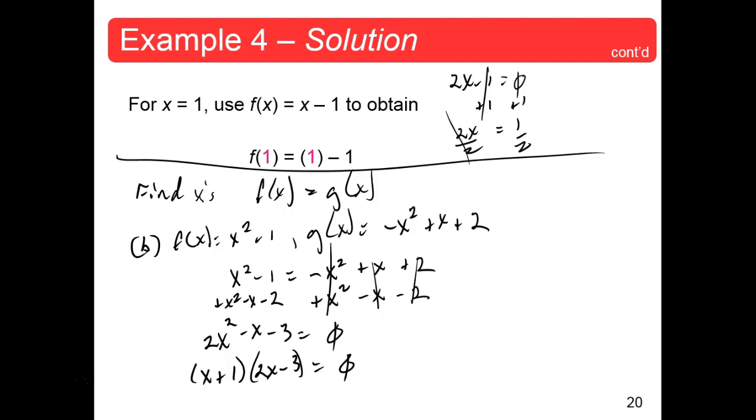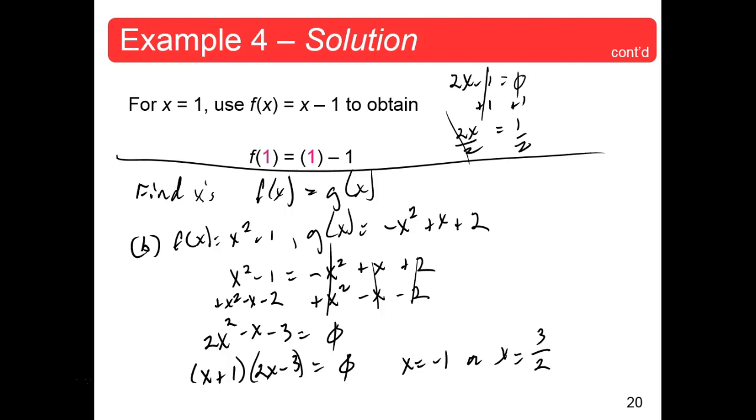So let's go from there. What are our answers? X equals -1, or X equals 3 over 2. All right, everybody see how we got that? Anyone need to see that worked out?